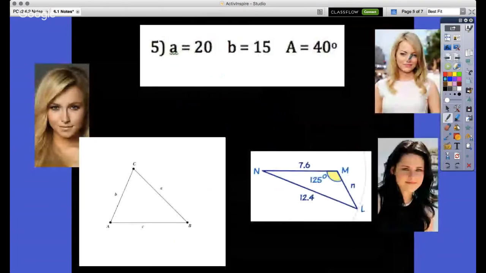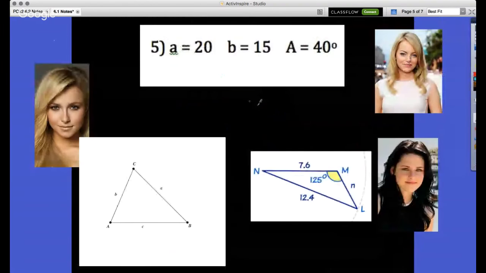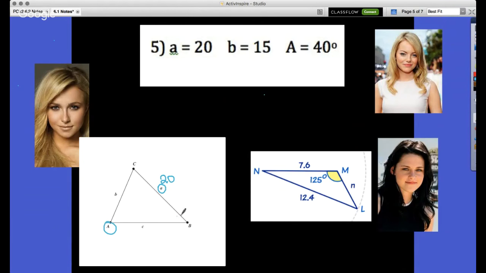In this example, we have number 5. We know that the first side is 20. Again, just remember that side A is across from angle A. That's important. Same with B and C over here. So just a heads up on that as you progress. We also know that 15 is B, so we're going to put 15 over here. And 40 degrees is A, so we're going to put 40 degrees on this side.